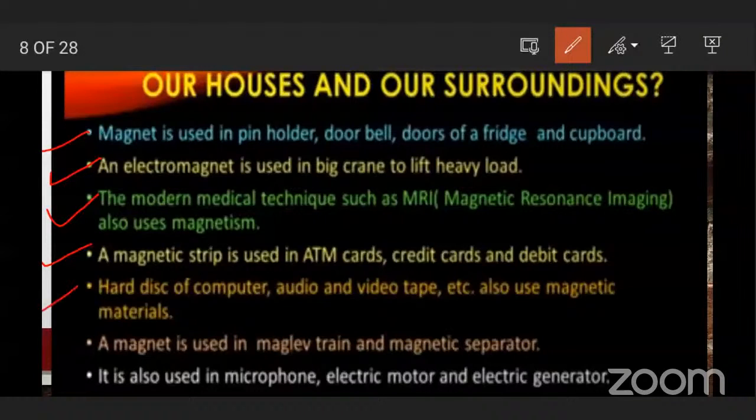Next, the hard disk of a computer, audio and video tape, etc. also use magnetic materials. Next, a magnet is used in maglev trains and magnetic separators. Next, it is also used in microphones, electric motors, and electric generators. These are the uses of magnets in our day-to-day life. Okay, in daily life, magnets are very useful for us.